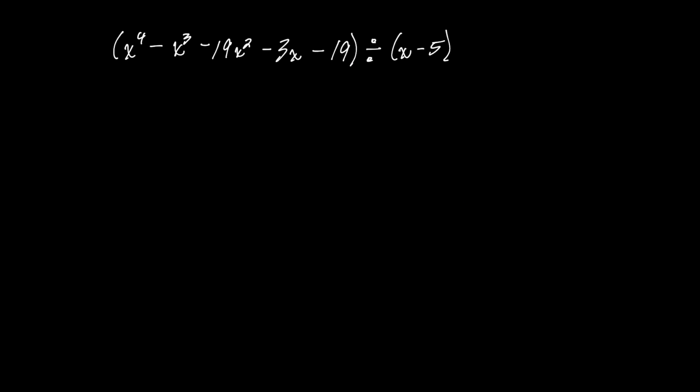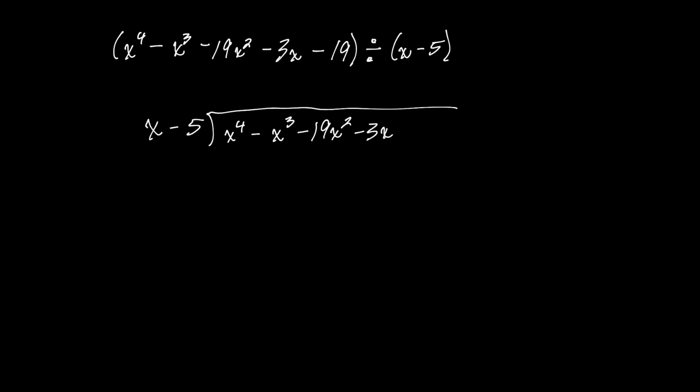All right, so this time around, we'll take a quartic, fourth degree. So I have x to the fourth, x cubed, x squared, x. So I will not need any placeholders here. I'll show you an example that requires a placeholder next. So the way to do this one is write it out like a long division problem. So here we go. X to the fourth minus x cubed minus 19x squared minus 3x minus 19.